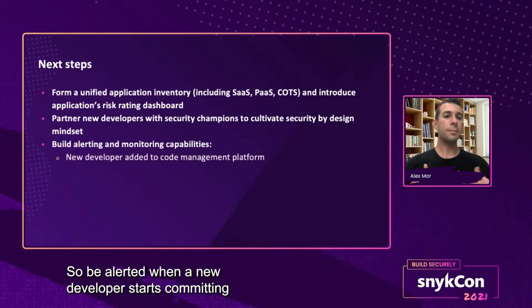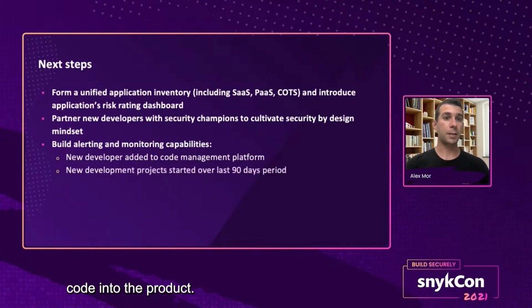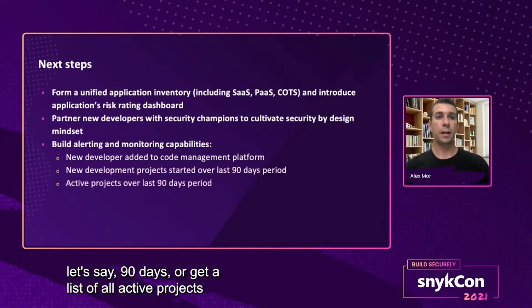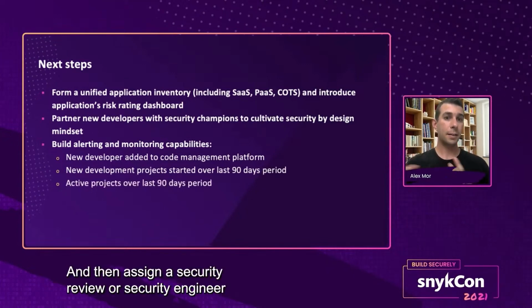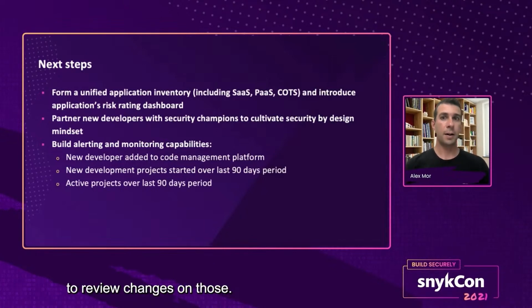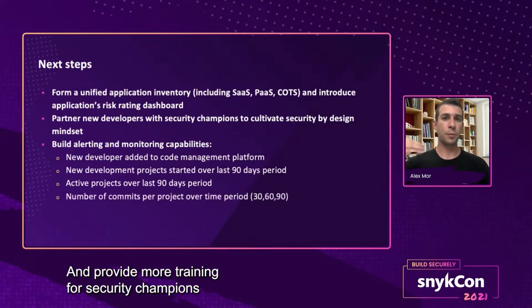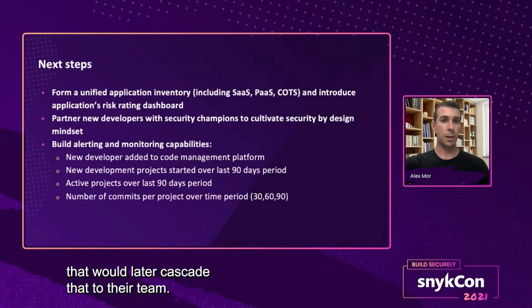So be alerted when a new developer starts committing code into the product. Be alerted of new products, new projects created over the last, let's say, 90 days, or get a list of all active projects over the last 90 days, and then assign a security review or security engineer to review changes on those, and do the training and provide more training for security champions that would later cascade that to their team.